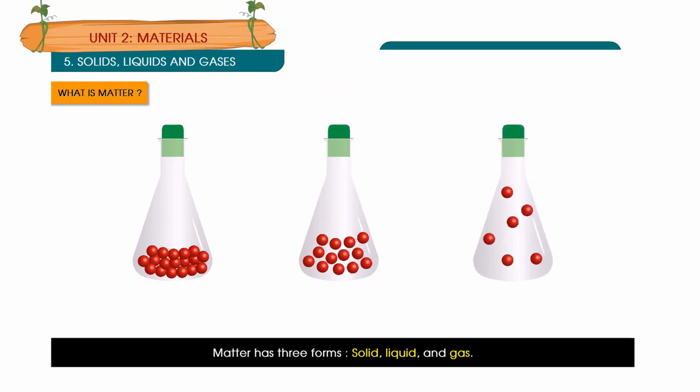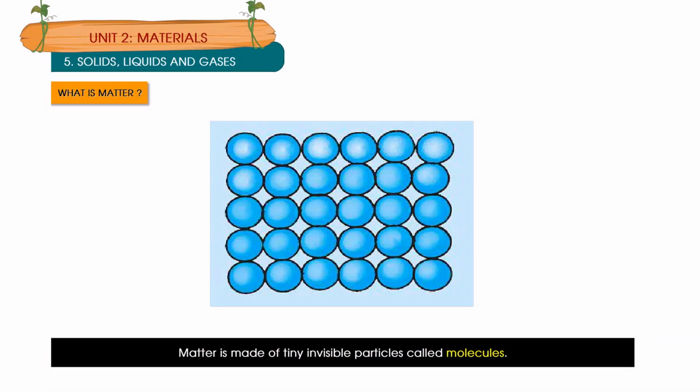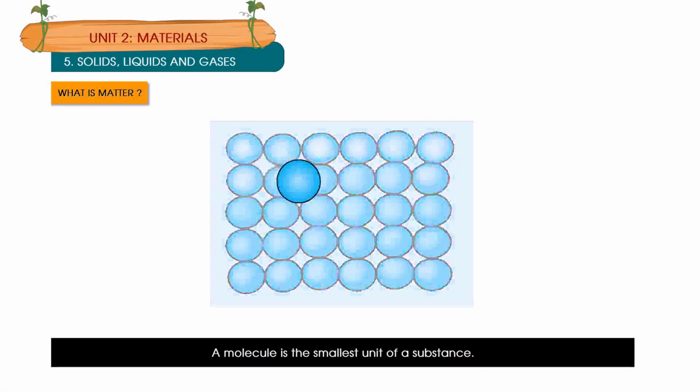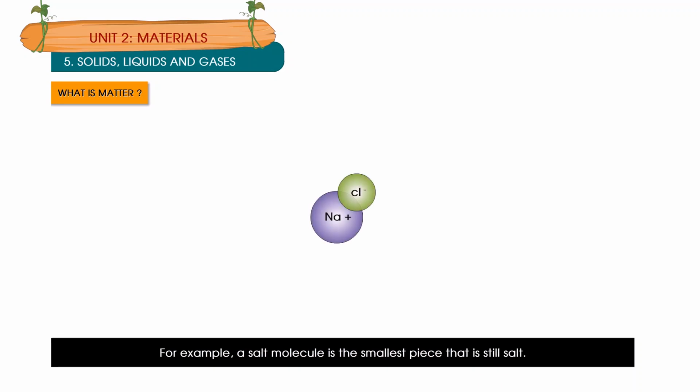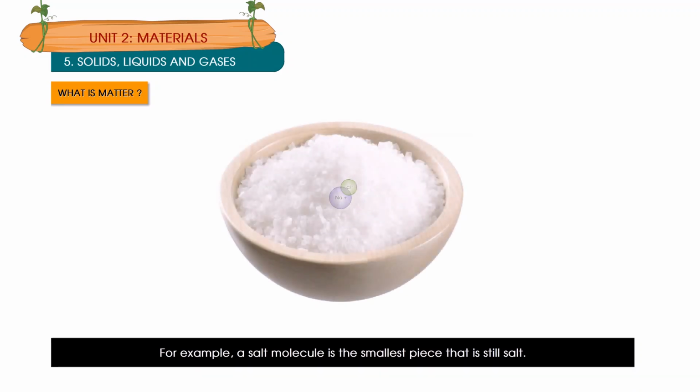Matter has three forms: solid, liquid, and gas. Matter is made of tiny invisible particles called molecules. A molecule is the smallest unit of a substance. A molecule has all the properties of the substance. For example, a salt molecule is the smallest piece that is still salt.